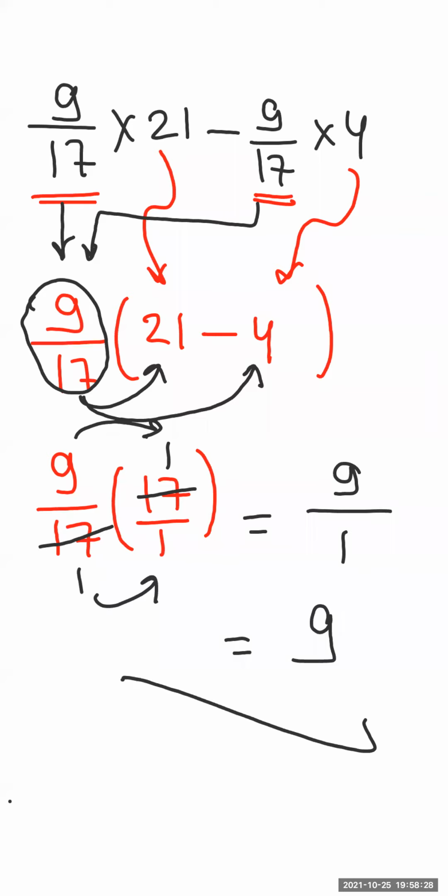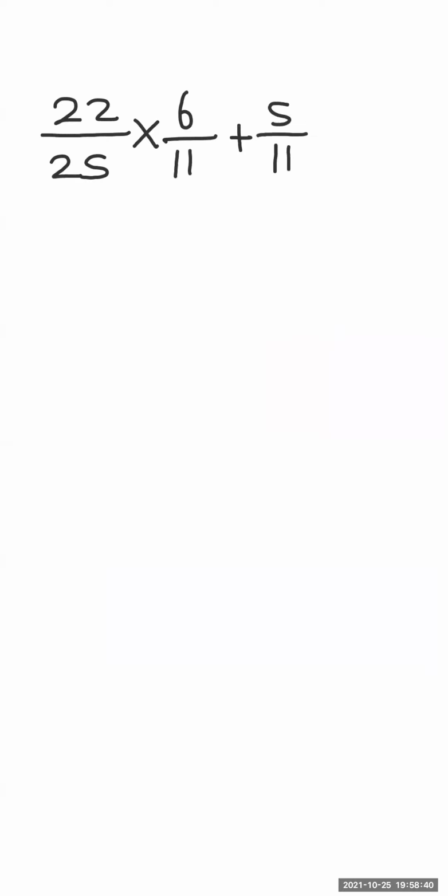Okay, one more example. 22 over 25 times 6 over 11 plus 5 over 11 times 22 over 25 minus 22 over 25. Okay, how to solve this one? The first point, I have to check the common element between these terms. How many terms do we have?